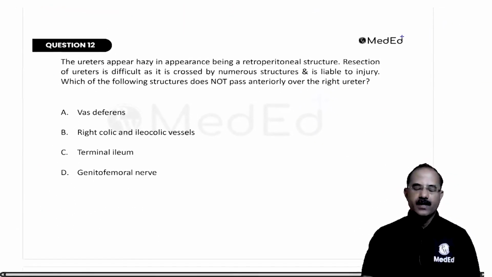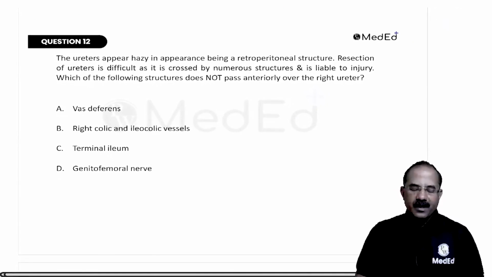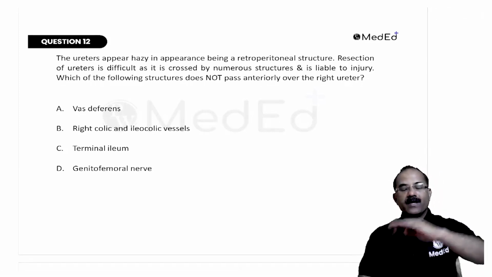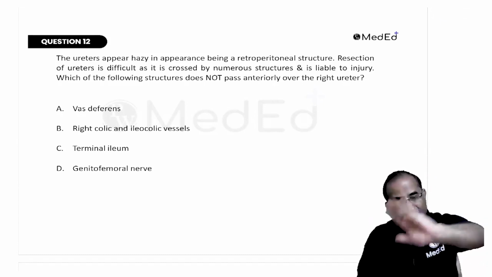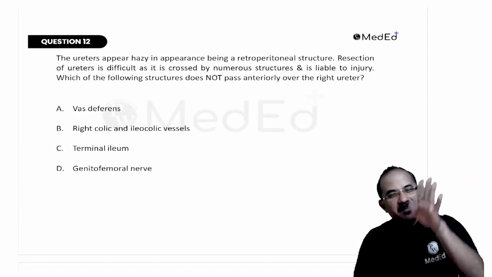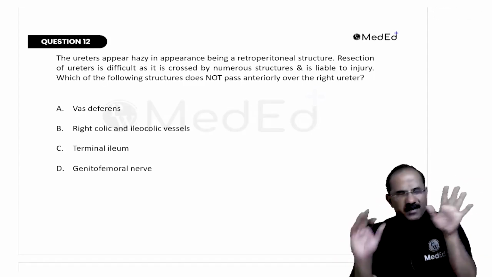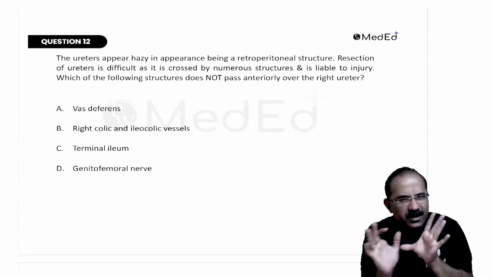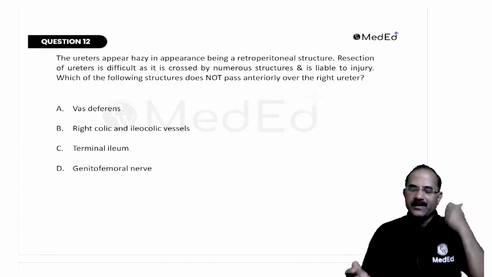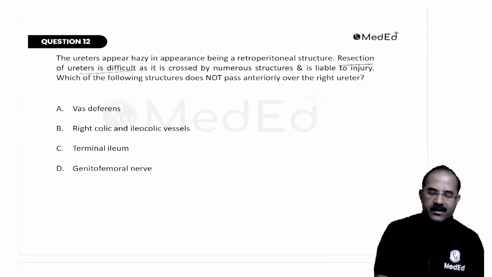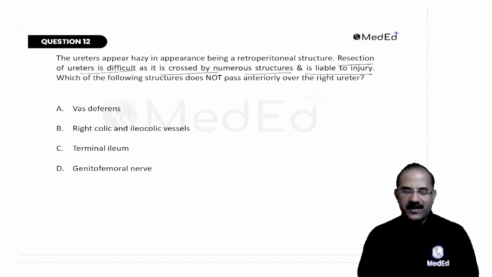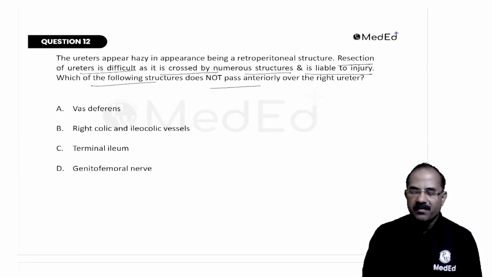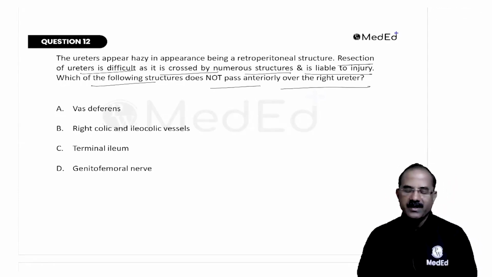Yeah, answer this, children. The ureters appear hazy in appearance, being a retroperitoneal structure. All the structures which are behind the peritoneum are retroperitoneal structures, and they look hazy. They don't look clear. Dissection of ureters is difficult as it is crossed by numerous structures and is liable to injury. Which of the following structures does not pass anteriorly over the right ureter?